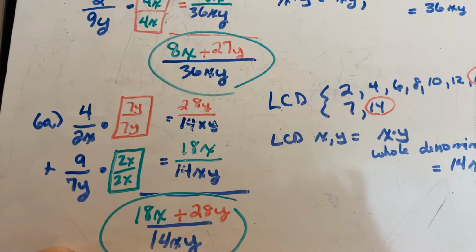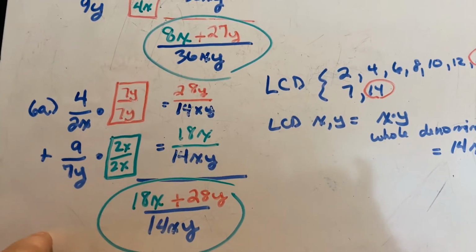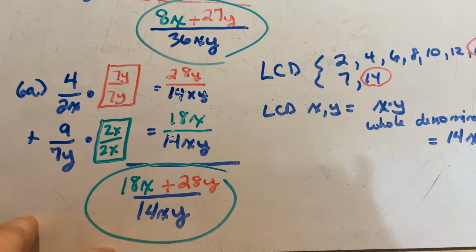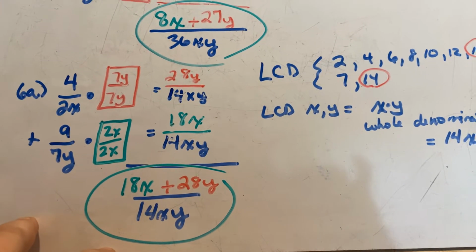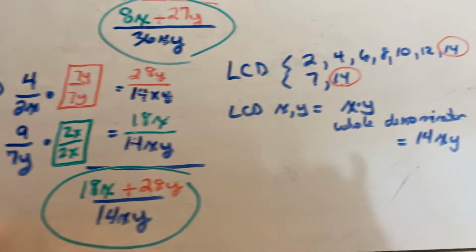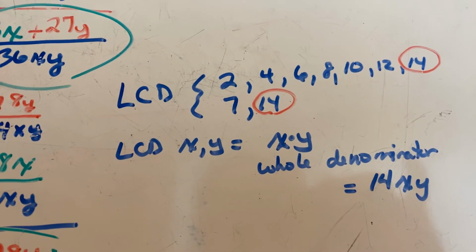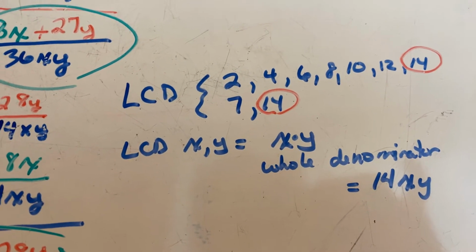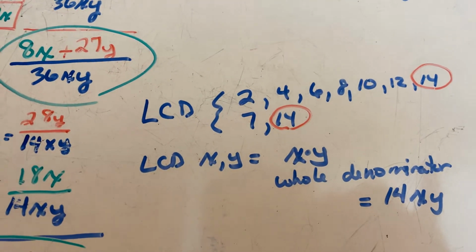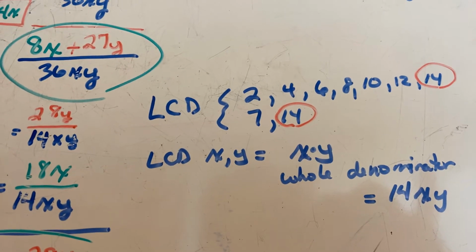Looking at 6a, so that was 6b, and I did also do 6a, even though it is on my midterm review already solved for you, but I wanted to explain it here. So we have 2x and we have 7y, and so I did the same thing. I took all multiples of 2: 2, 4, 6, 8, 10, 12, 14, and multiples of 7: 7 and 14. So 14 is the least common denominator for the coefficient component.